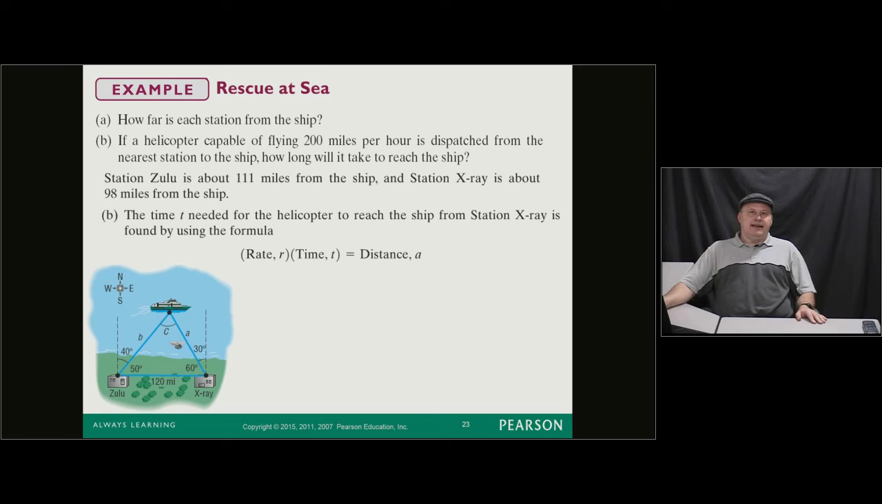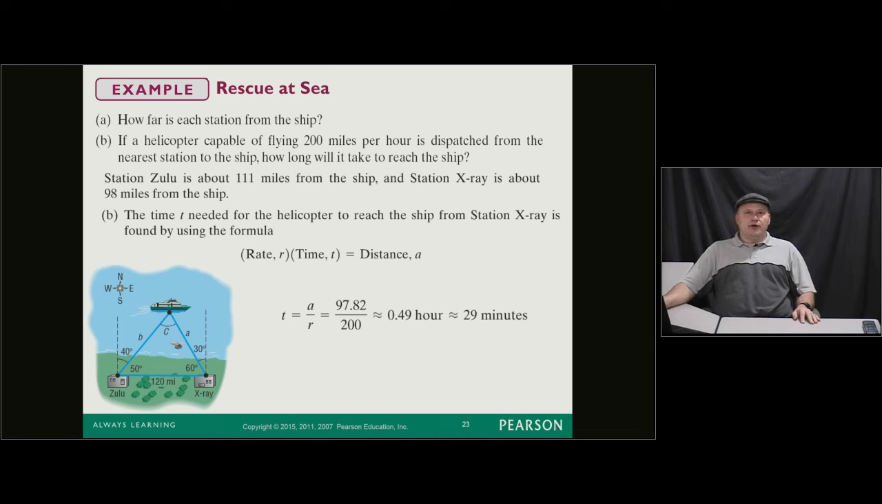Now, the time T needed for the helicopter to reach the ship from Station X-Ray is found with the formula rate times time equals distance. That's distance equals rate times time. So they're 98 miles apart. Divide that by 200 because that's how fast the helicopter is flying. So 97.82 divided by the rate, which is 200, is 0.49 hours, or just under half an hour. So if he leaves Station X-Ray to get to the ship, it takes about 29 minutes to get there.